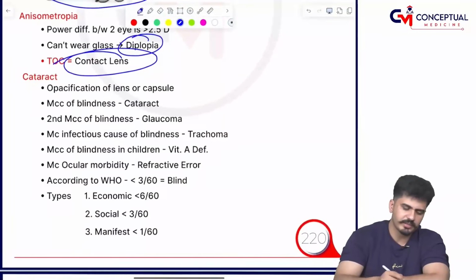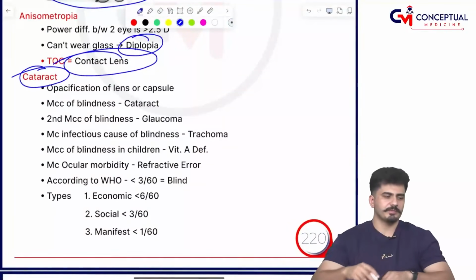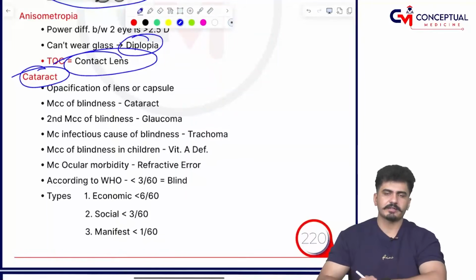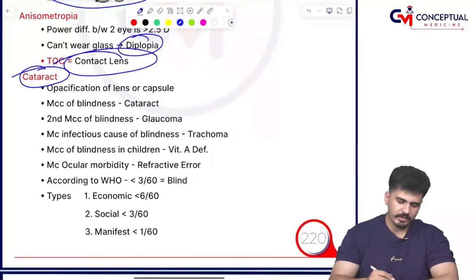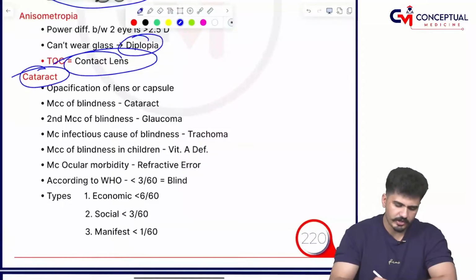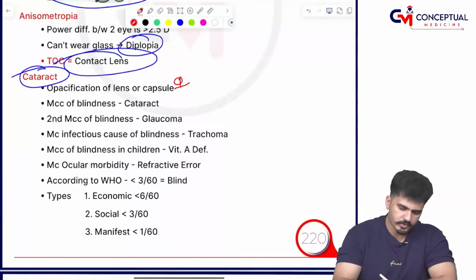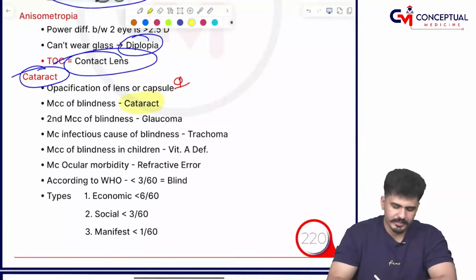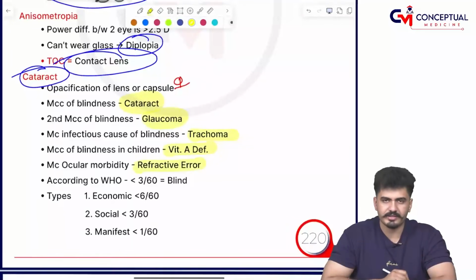Contact lens. Now coming to the cataract topic, another topic which is important for the exam. Cataract is opacification of the lens or capsule. Most common cause of blindness is cataract. Second most common is glaucoma. Infectious is trachoma. In children, it is vitamin A. Ocular morbidity: refractive error, sir.